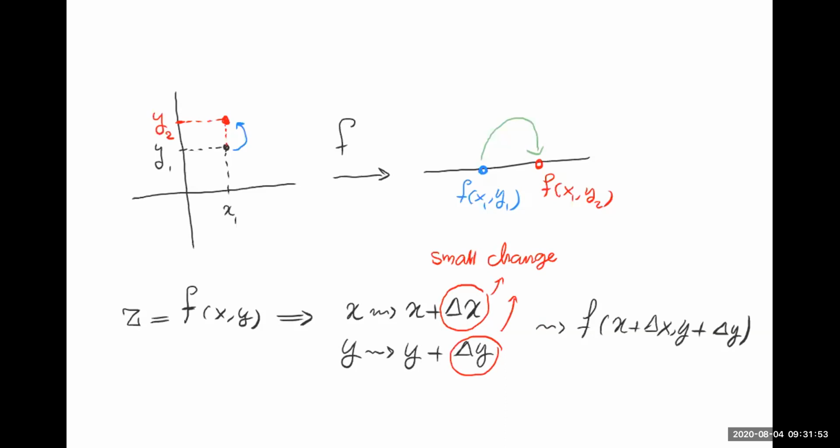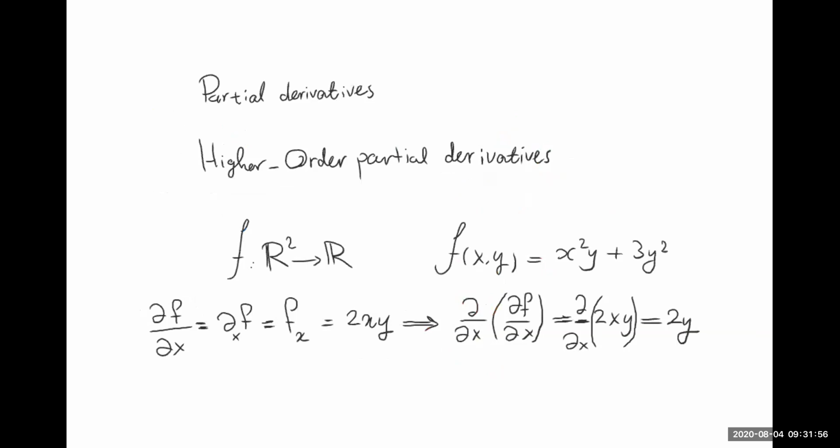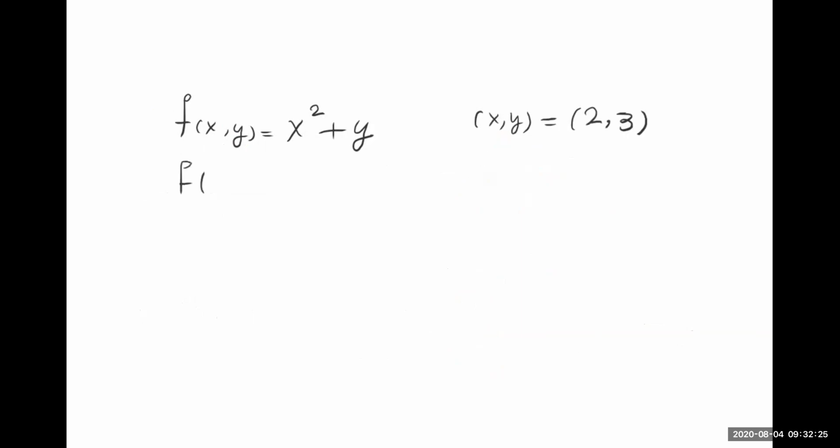So let's look at an explicit example to understand what it means. It wouldn't change much, but we want to be able to understand exactly how much, right? So for example, look at this function, x squared plus y. Suppose we are looking at this function at the point x and y equal to 2 and 3. The value of the function at this point is 2 squared plus 3, which is 4 plus 3, which is 7.